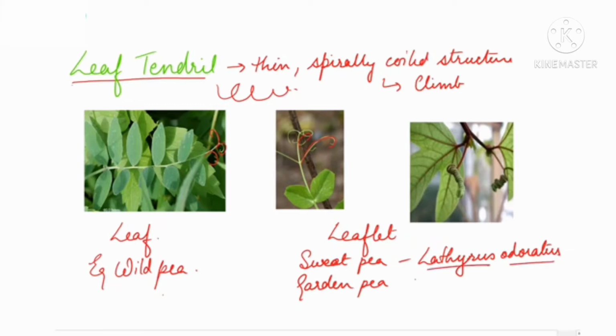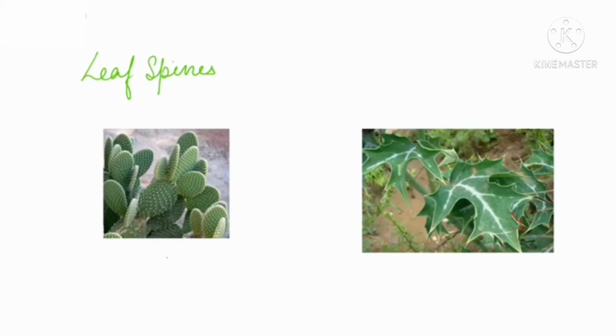Next we are going to discuss another modification of leaf. The next one is leaf spines. I hope all of you know about these leaf spines. We already learned about leaf spines in previous classes. Yes, the cactus plant has leaf spines.